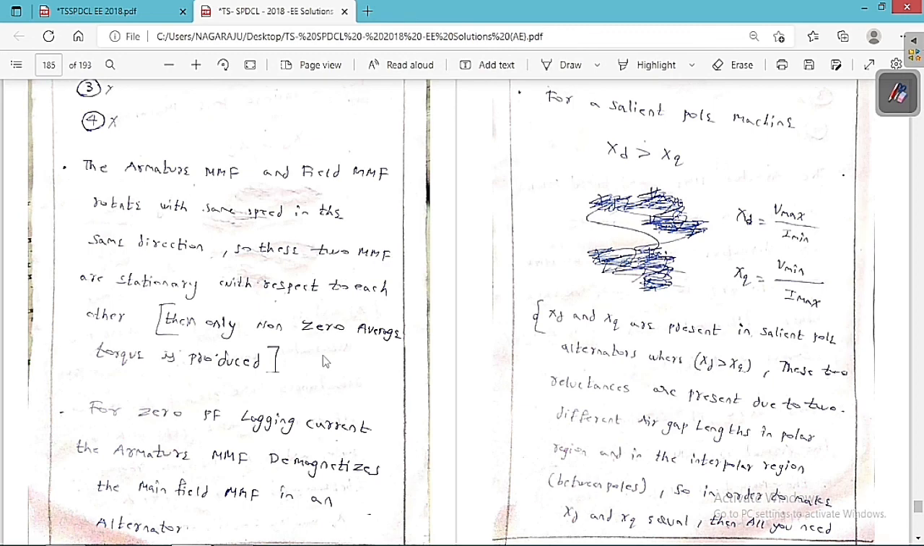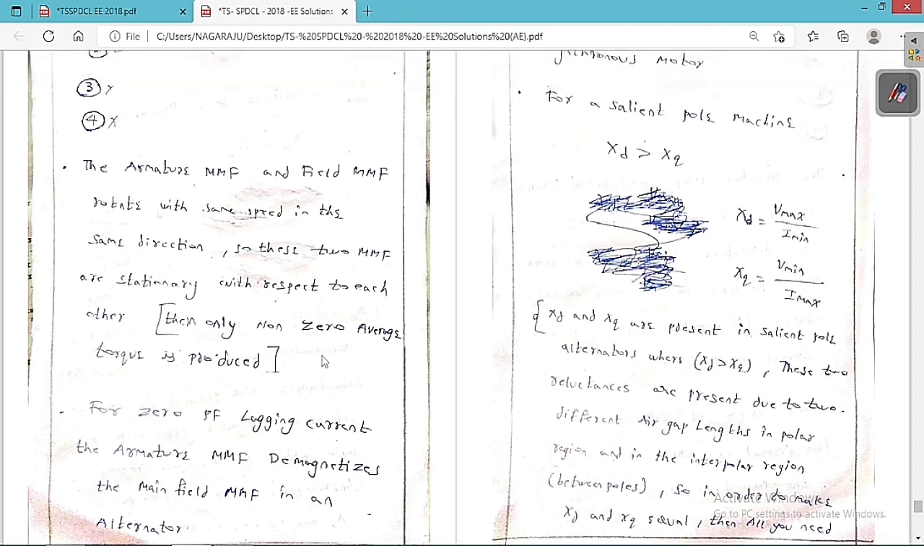So always the armature MMF and the field MMF must rotate with the same speed in the same direction. Then only we can say these two MMFs are stationary with respect to each other. Then only we are going to get a non-zero average torque. Otherwise, we are going to get a zero torque.